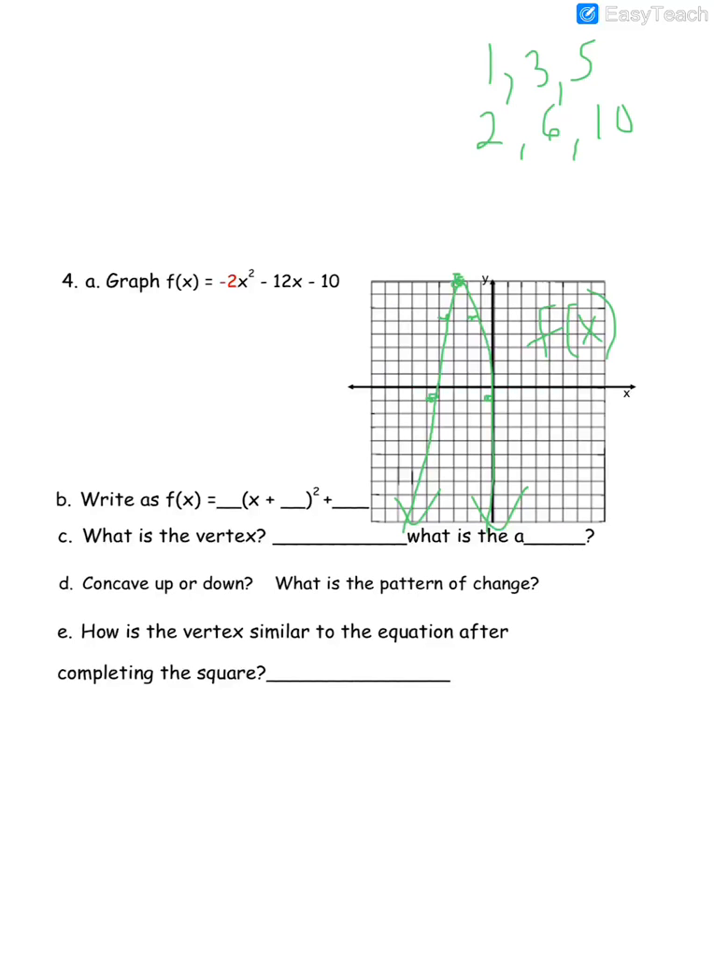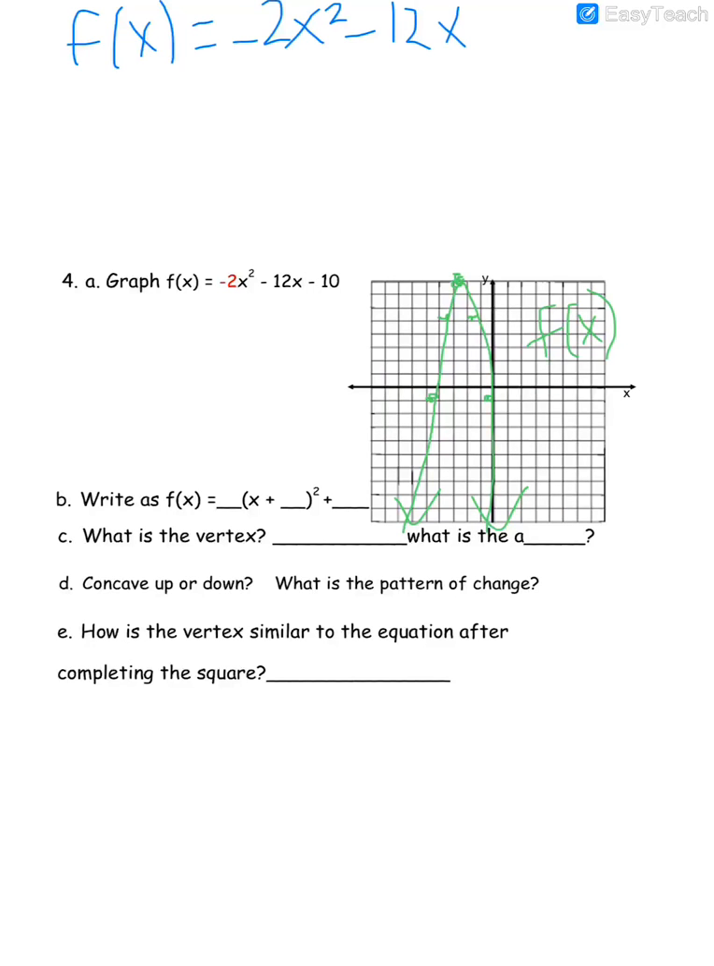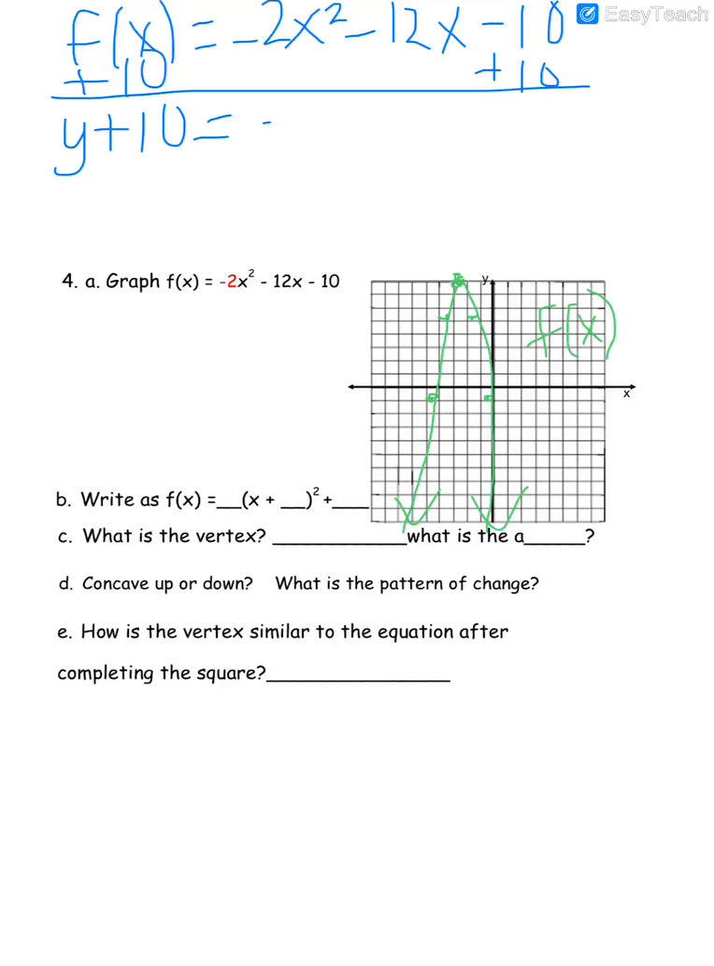So to put this in vertex form, let's actually see if we can do that. I'm going to do it up on the right-hand side here. I'm going to erase this so I have a lot of room, and I'll change the color. So I have f of x equals negative 2x squared minus 12x minus 10. The first thing I have to do is move the constant. It's pretty annoying to write f of x, so I'm just going to make it into y. So I'm going to write y plus 10 equals negative 2x squared minus 12x.